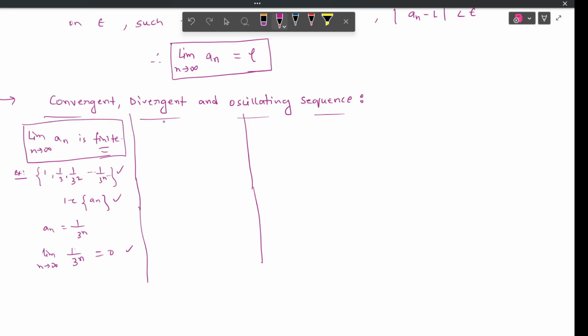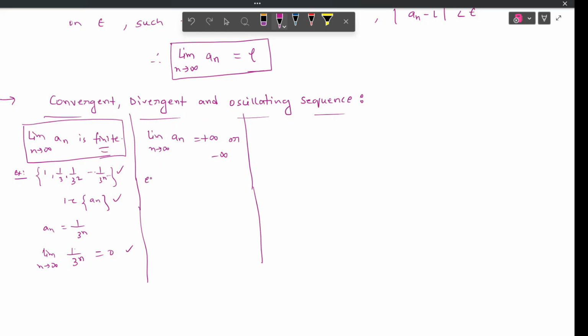Now let's talk about divergent sequence. If this limiting value is not finite, then that sequence would be a divergent sequence. So you can say limit n tends to infinity a_n is plus infinity or minus infinity. In that case, that sequence would be divergent.